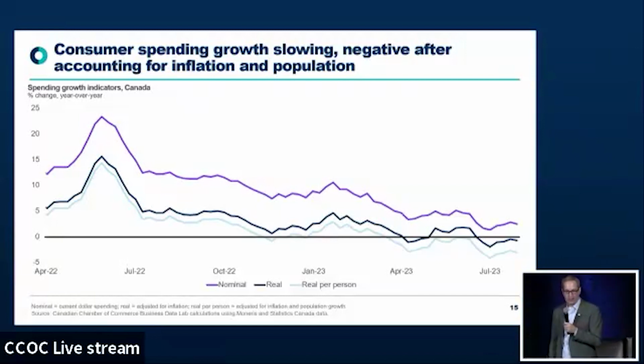But then when you take into account the fact that inflation is higher, you go from purple to blue. And then if you factor in that we have more population growth, we actually see that spending on a per person basis has been negative for about the last 6 months or so. So that's the sort of story that we have now, where we're not in a recession right now, but people are feeling like it's a recession, and that sort of goes to show that.